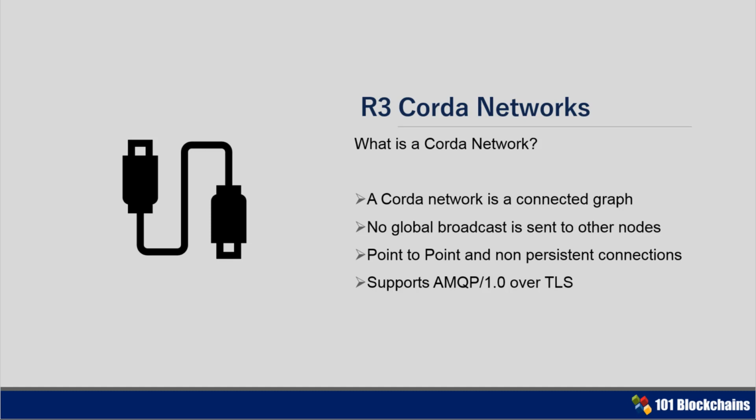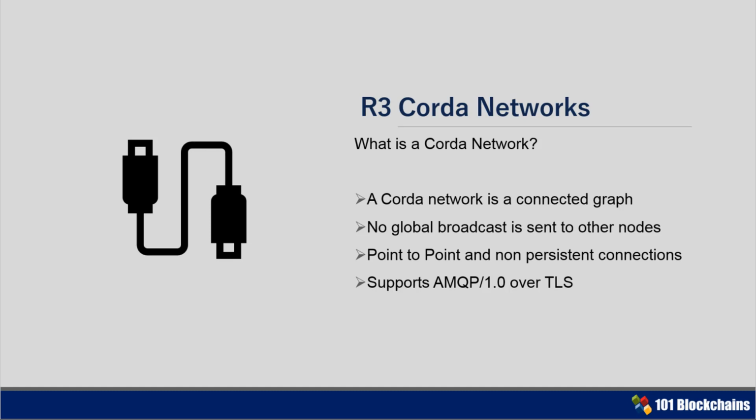When it comes to the Corda network, there isn't a global broadcast. This is different, for example, from Ethereum. When there's an update to one node in Ethereum, it gets propagated to every other node. Well, in Corda, this is a little different. This is basically a targeted broadcast. So if there's a need for that broadcast to be sent, it'll be sent to another node. If there isn't a need, it won't be sent.